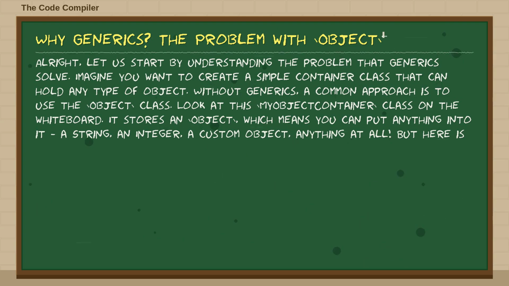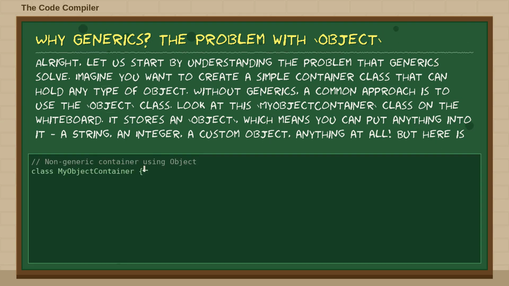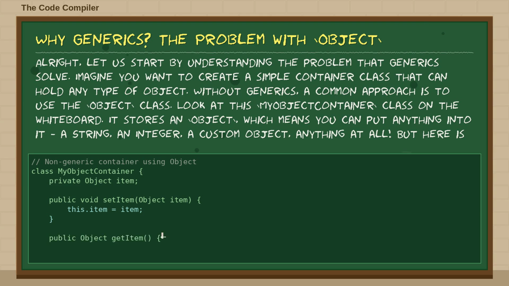You then need to explicitly cast it back to its original type. If you accidentally cast it to the wrong type, for example, trying to cast a String to an Integer, the compiler will not complain, but your program will crash at runtime with a ClassCastException. This loss of type safety and the need for explicit casting make the code error-prone and less readable. This is precisely where Java generics come to our rescue.